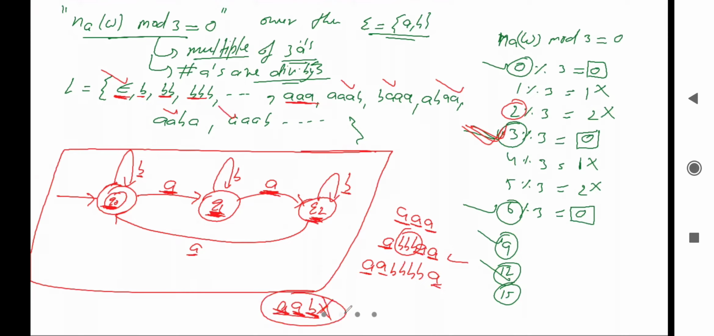Why? Because it doesn't belong to the language. If it is not accepting this string, it is also verified that it is not accepting the wrong strings, right? So finally we can say this is the minimal DFA and this is the valid DFA with 3 number of states. Now tell me, is it clear or not?